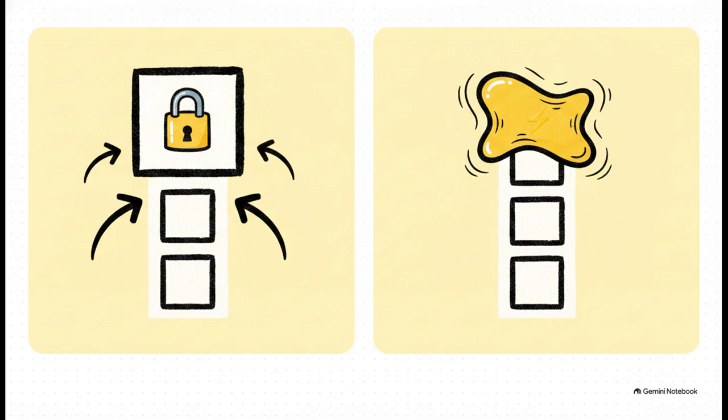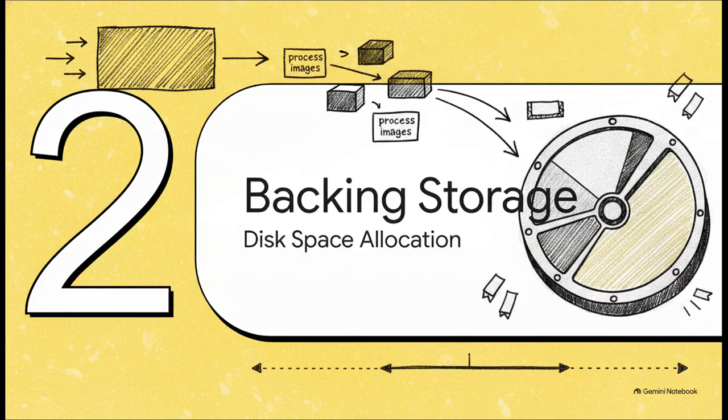However, if the system uses execution time binding, those physical addresses are calculated on the fly during execution. This means the process can be seamlessly swapped into a completely new location in the memory without any issues at all.